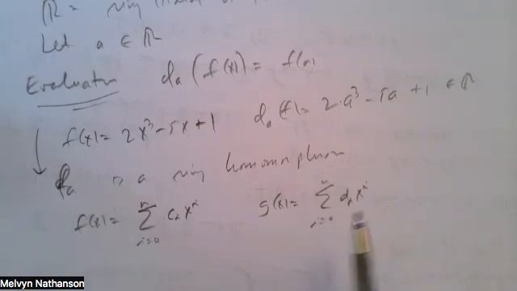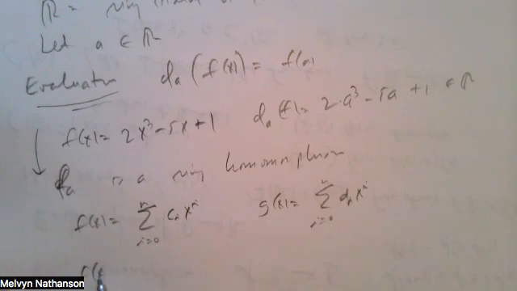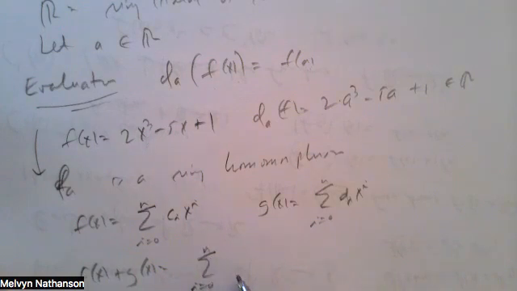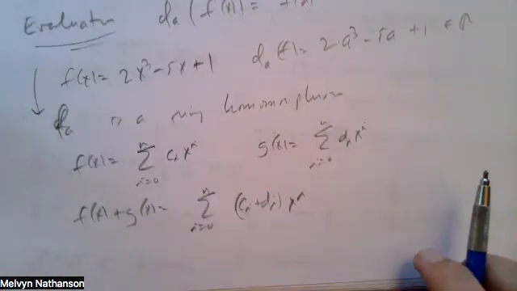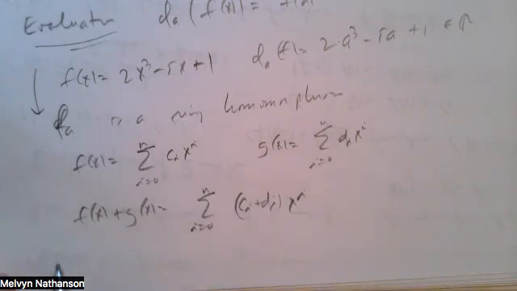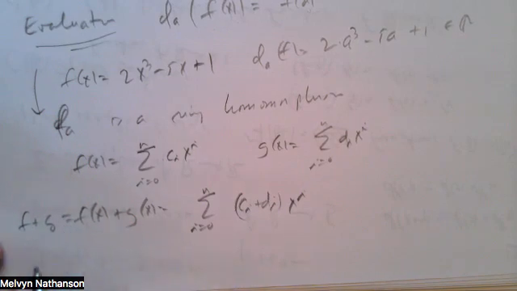So f of x plus g of x, that polynomial is the summation, i goes from 0 up to n, of c_i plus d_i, times x to the i, right? That's how they taught you to add polynomials, just add the coefficients of the variables of the same degree. So this is the polynomial f plus g.